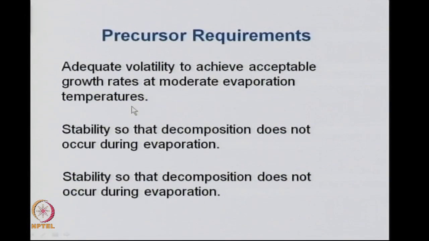That means the volatility of that liquid to form gas should be very high. Otherwise, you will need high temperatures to volatilize gaseous molecules from those liquids. So this is a very important requirement for the precursor, that sufficient volatility should be there to allow for gaseous molecules at moderate temperatures. You do not want to heat them at very high temperatures. Of course, you do not even want them to be very volatile. That comes to the next point.